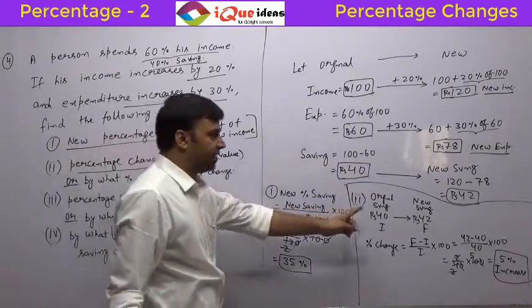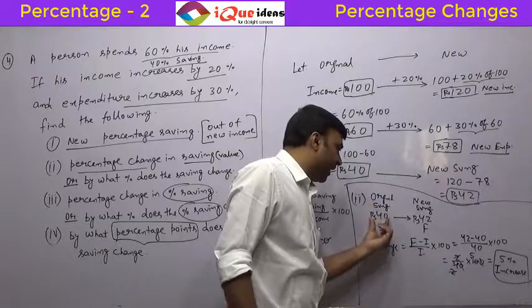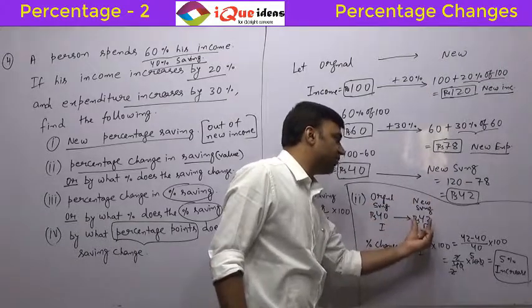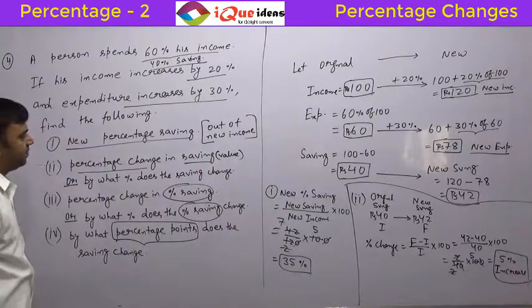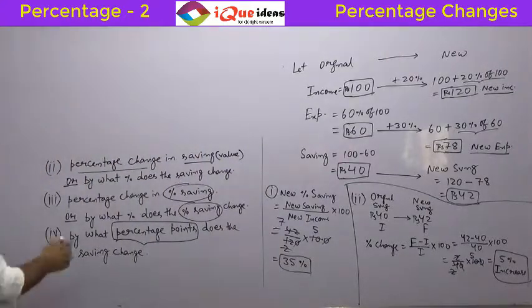But here in the second question it is very clear that the original saving value is 40 rupees. New saving value is 42 rupees. So it has increased, and it has increased by 5%. Alright. Now let's look at the third question. What does the third question say?